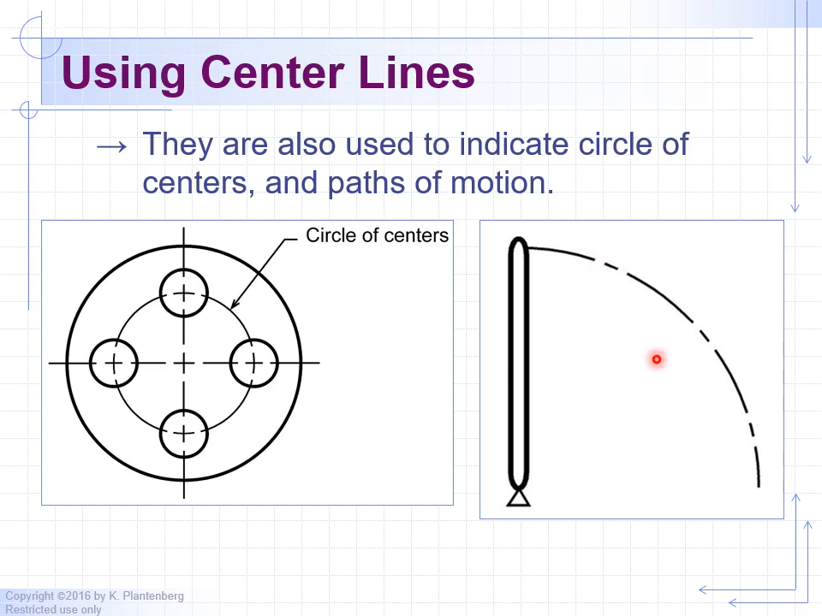Another place center lines are used is if you have something that's going to move. So for example, this looks like a wiper of some type that's going to rotate about this axis. We can use a center line to show this path of motion.